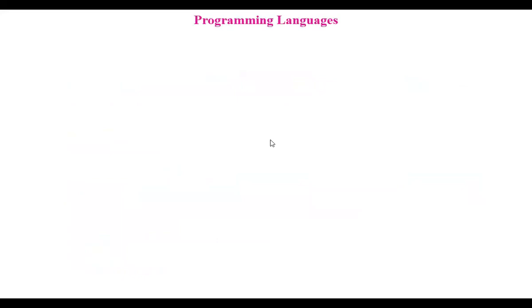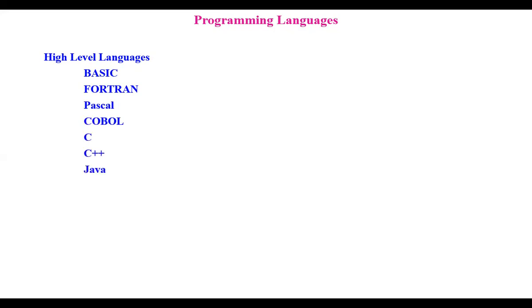Now, next, there come the programming languages. We talk about the high-level languages. There are many high-level languages like BASIC, Fortran, Pascal, COBOL, C, C++, Java, Python, etc. These are all high-level languages, meaning they use high-level English-like sentences. High-level in the sense that the words used are very usable or understandable words. So these are all various high-level languages.